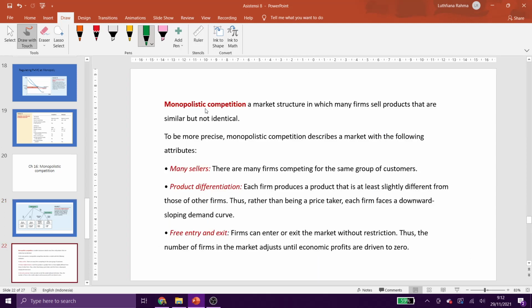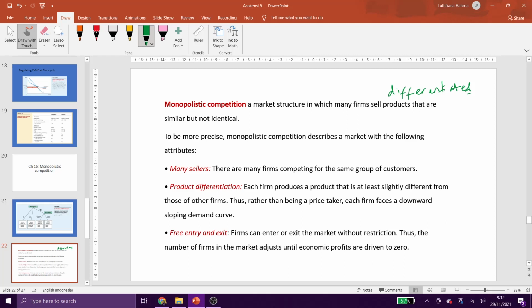Okay, and then if we talk about monopolistic competition, it is a market structure in which many firms sell products that are not identical. I mean, they are similar but not identical. They are the same, but they are differentiated. I'm sorry, my pen is broken. Yeah, so they are differentiated.